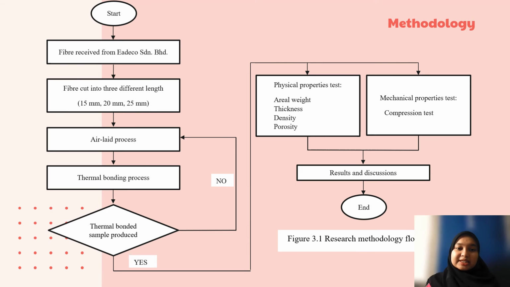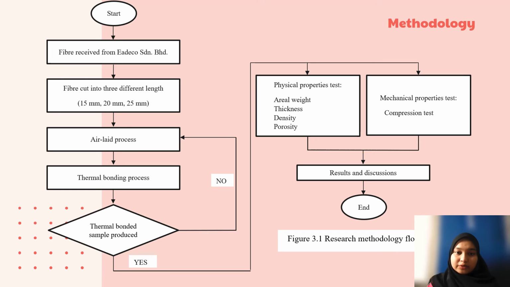In methodology, this chapter emphasized the overall process of the study. The first chart shows the overall process involved. From the beginning, the fiber is received from Indigo company, then the fiber will be cut into three different lengths, which are 15 mm, 20 mm and 55 mm, before undergoing the air-laid process for web formation, followed by the thermal bonding process to produce 3 samples of the non-woven mattress filler.